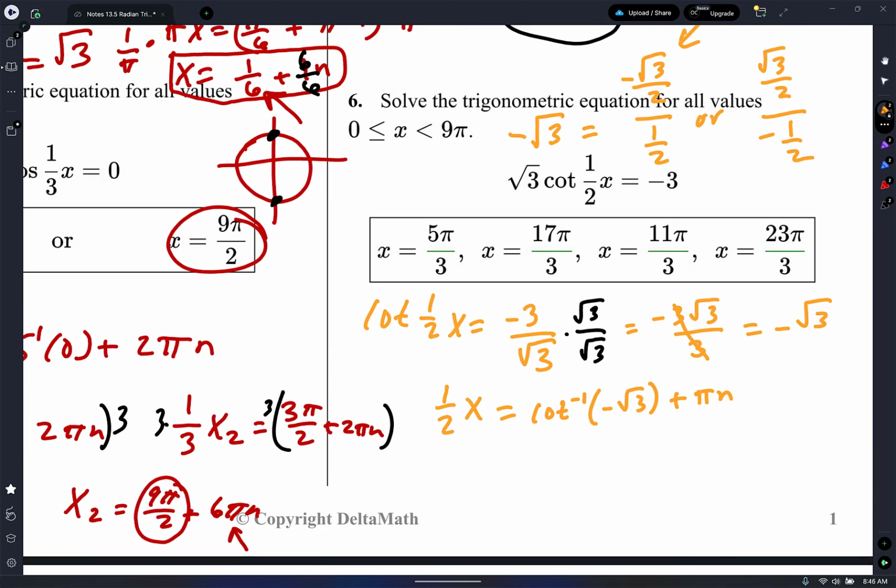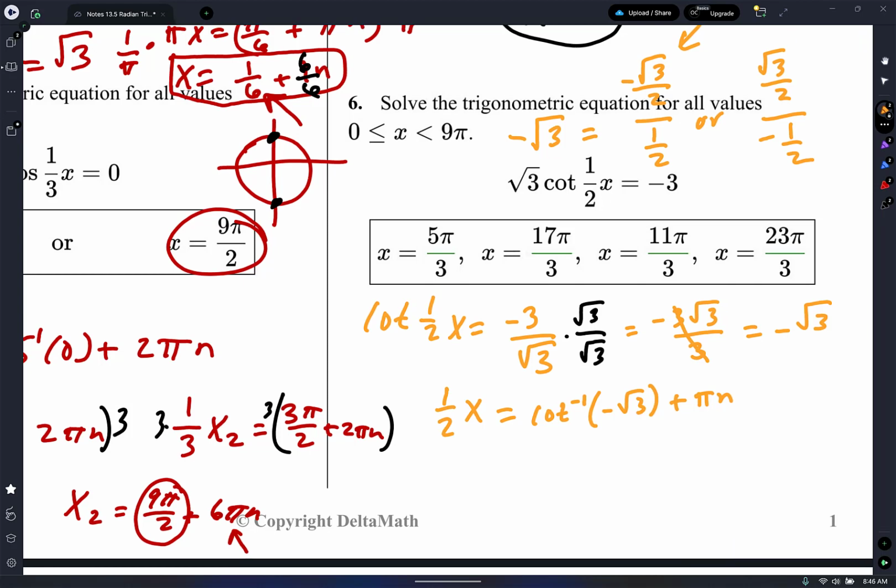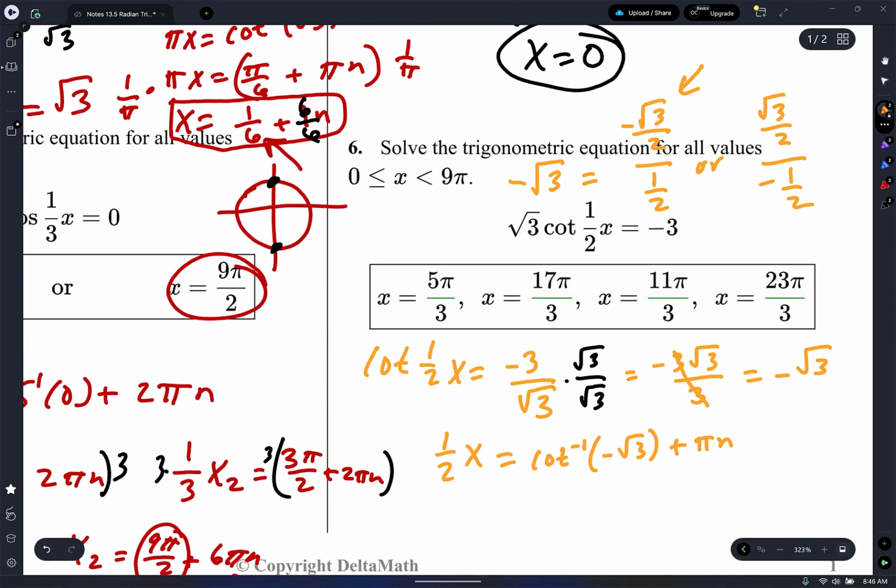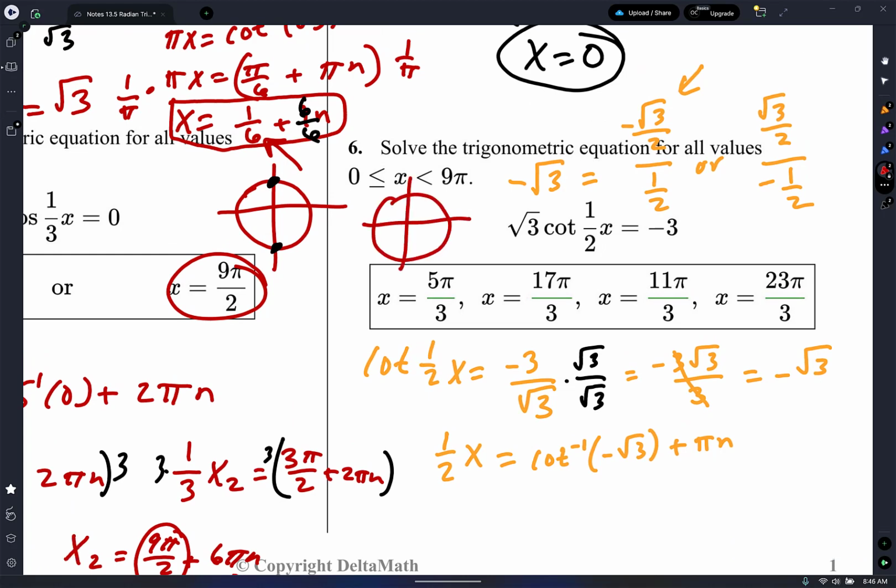I said 5 pi over 6. Initially, I heard pi over 6, but then you said 5 pi over 6, right? Yeah. Check it out. No, I heard you. Did you say 5 pi over 6 or pi over 6? Yeah, I heard you, miss. 5 pi over 6 is here, and if you add pi, you'll be over here at 11 pi over 6. See? So you just need one equation.